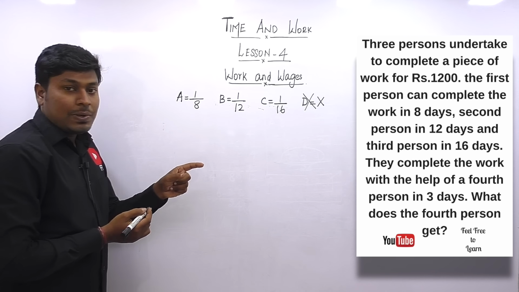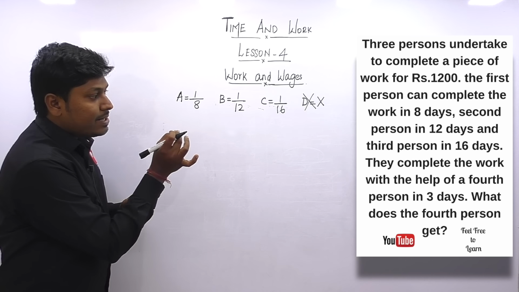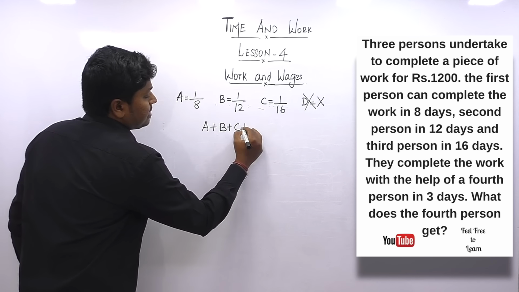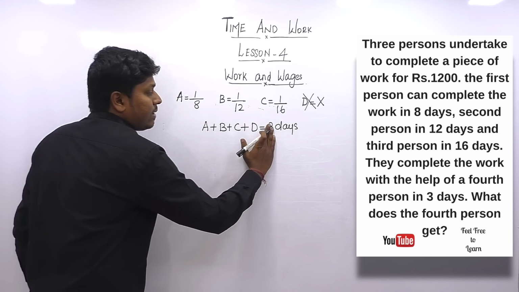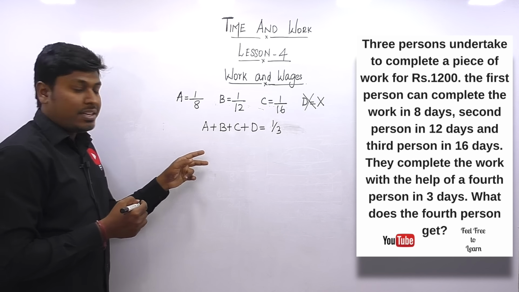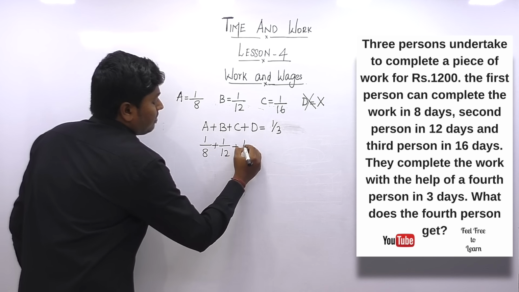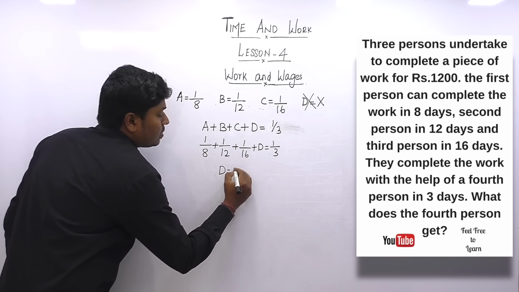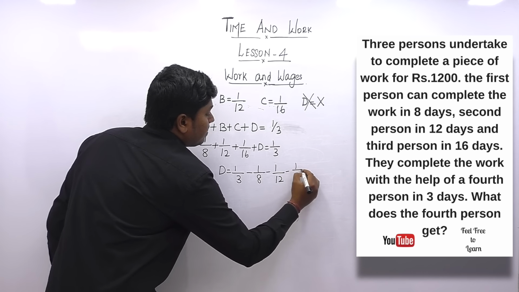And in the last line, they have told that with the assistance of the fourth person, that is, all the 4 persons are working, the job gets completed in 3 days. So we can say that A plus B plus C plus D, if all the persons are working, then the job is completed in 3 days. So we can say that the 1 day work done by all 4 persons will be 1 by 3. So now substitute A, B, C in this equation, where A is equal to 1 by 8, B 1 by 12, C 1 by 16, plus D is equal to 1 by 3. So D equals 1 by 3 minus 1 by 8 minus 1 by 12 minus 1 by 16.